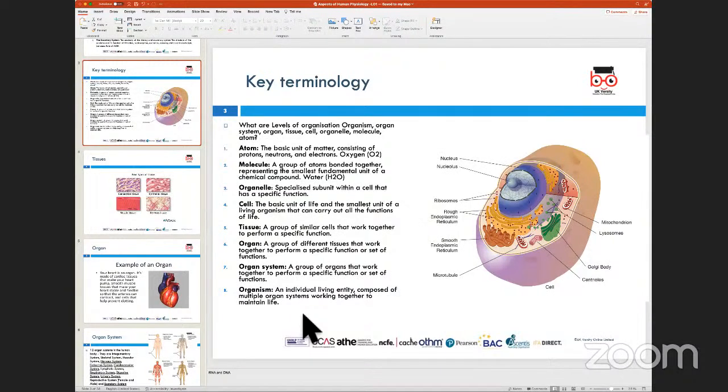You might have birds which have certain types of systems. You might have reptiles having certain types of systems. Amphibious animals like frogs have different types of systems.